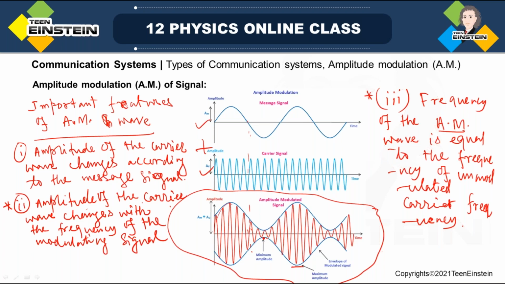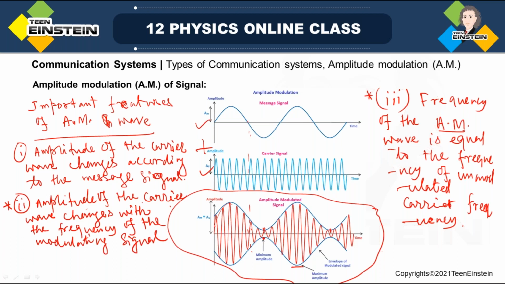But look at the frequency of the modulated wave: this is half a period, then you go here, you have a complete period. So you have a frequency of the unmodulated carrier wave, so that we should understand.